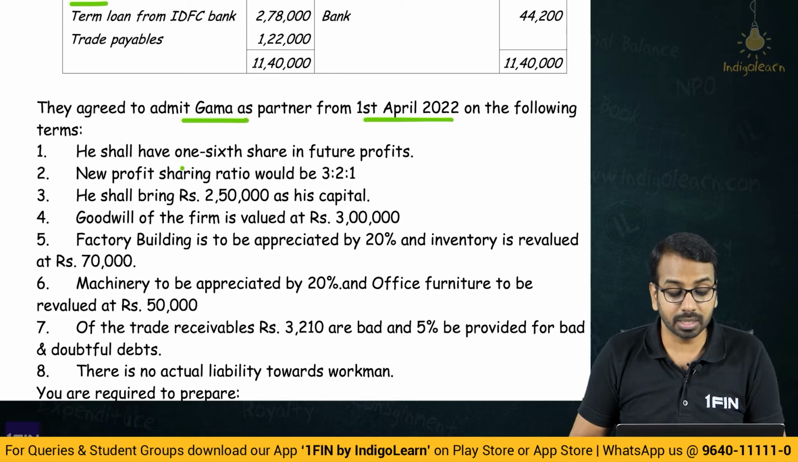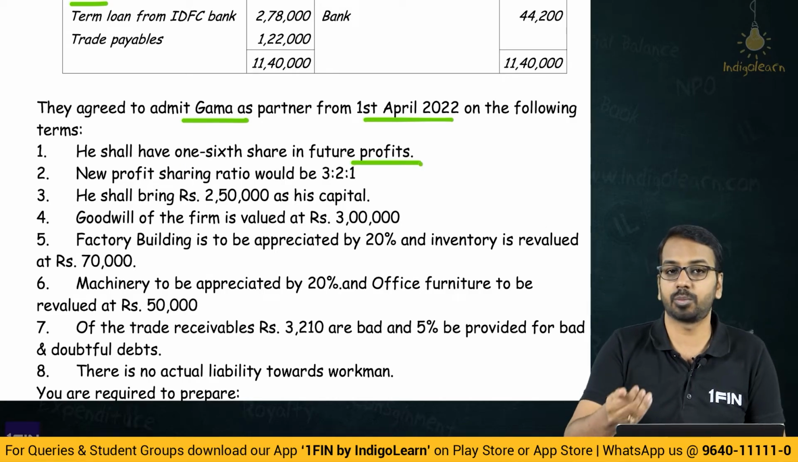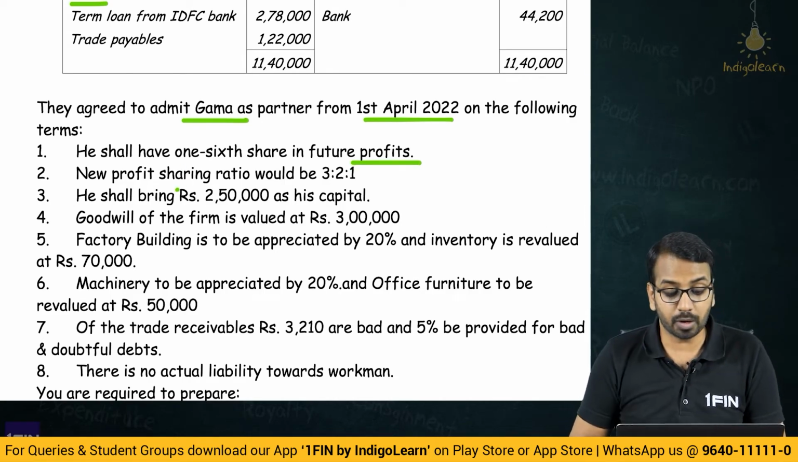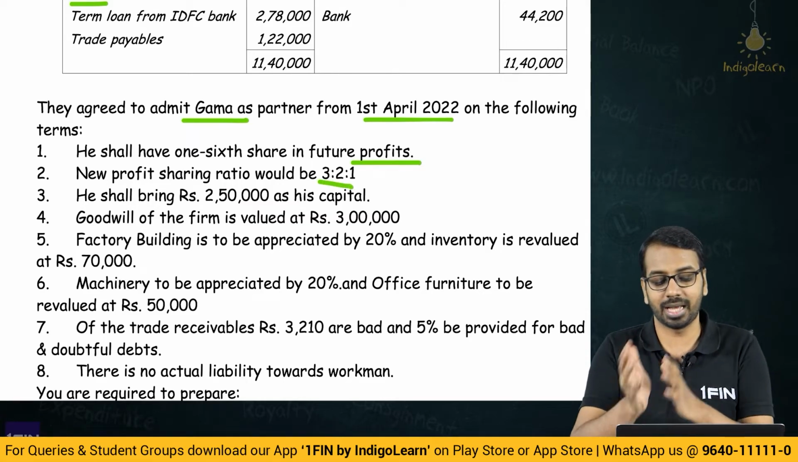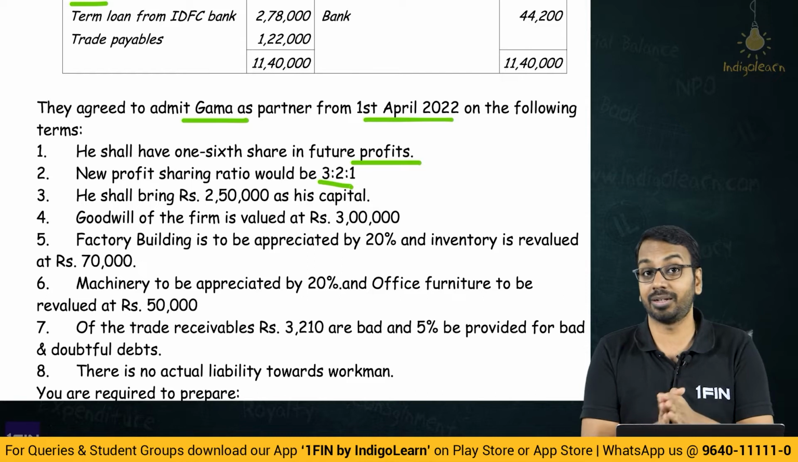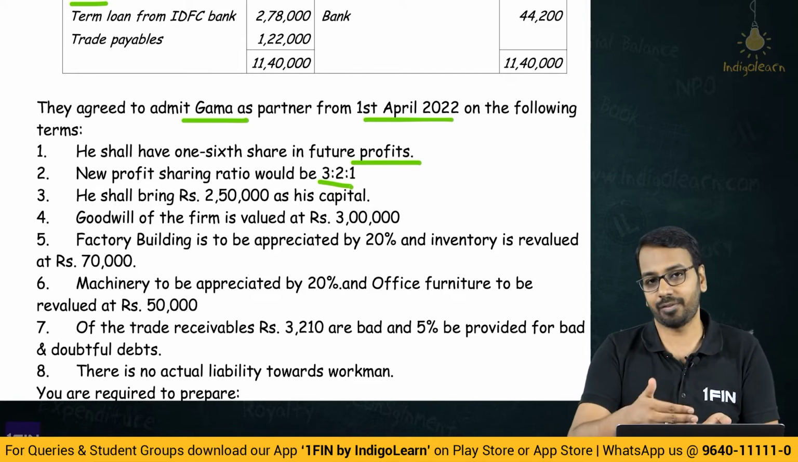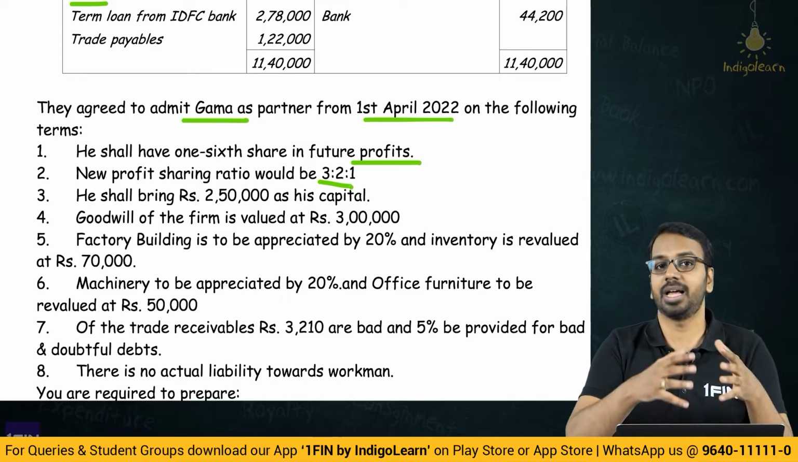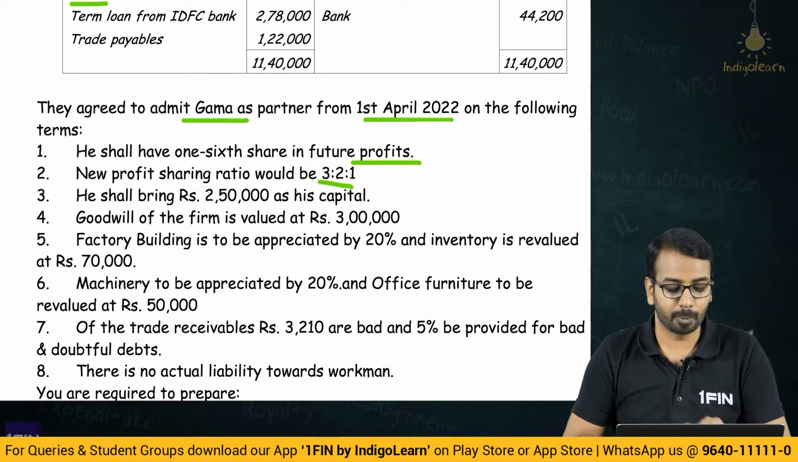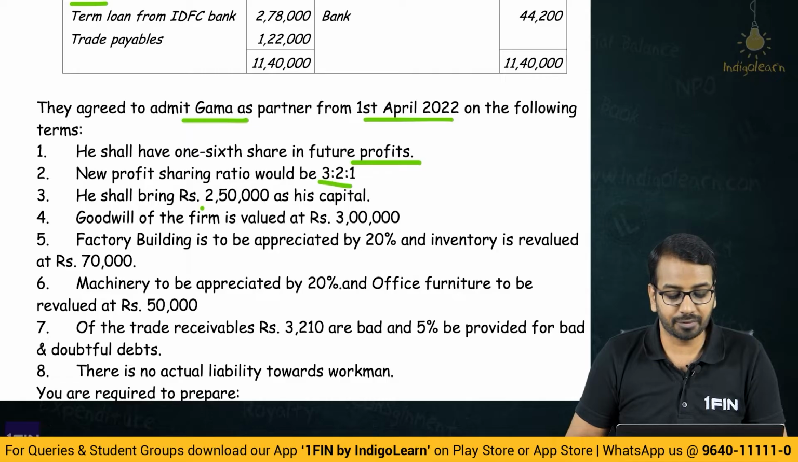He shall have 1/6 share in future profits. So the future profits will be 1/6. New profit sharing ratio would be 3:2:1. So 1/6 is Gamma's share. And Alhpa and Beeta, the share has changed. Now what do we need to do? We need to see if someone has sacrificed, to what extent they have sacrificed, and what should be done with the goodwill. He shall bring in 2,50,000 as his capital, credit to capital account.